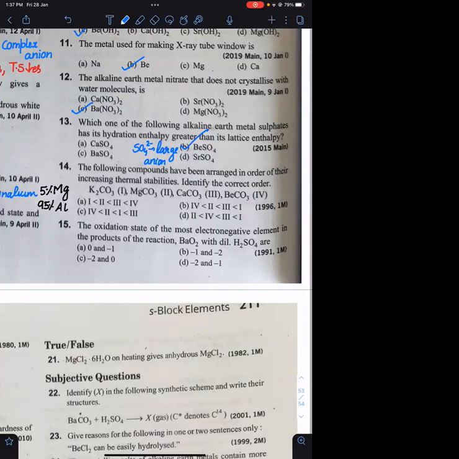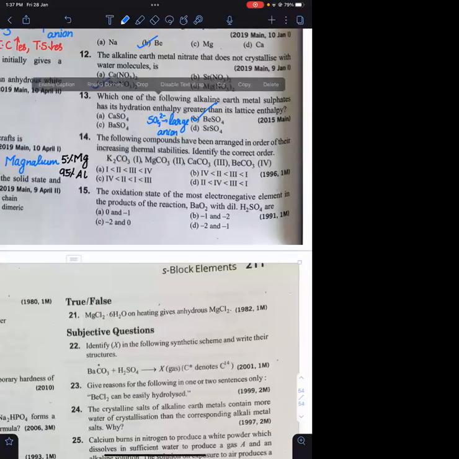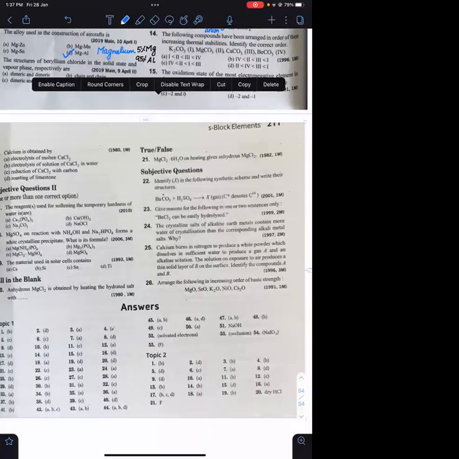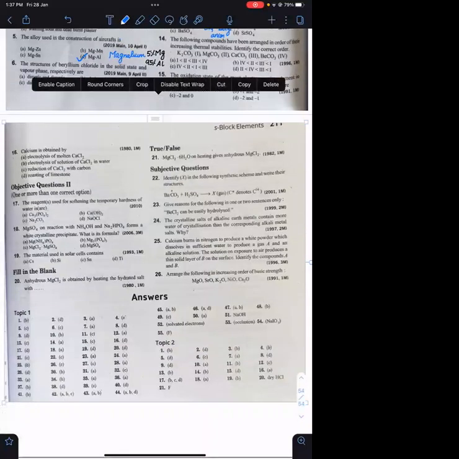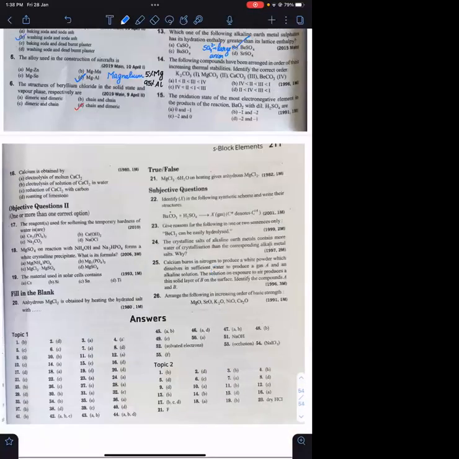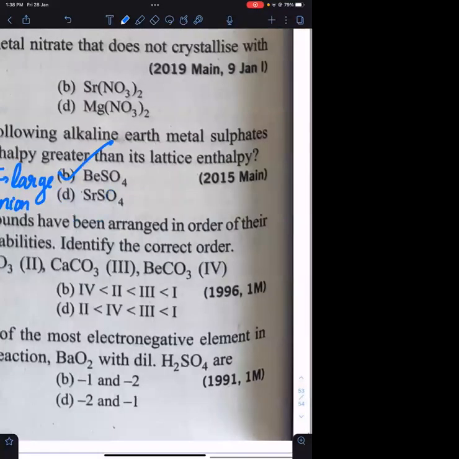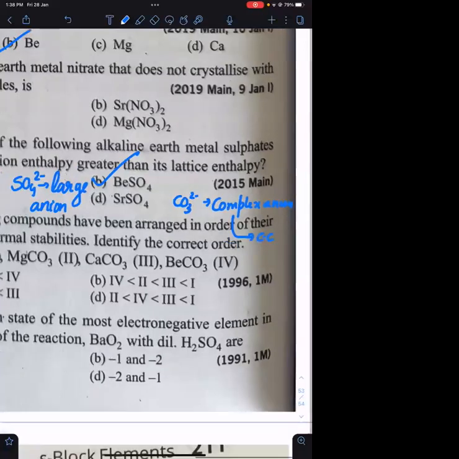Vardhan, are you in the lecture? Yes, sir. Okay. Again, what will carbonate be? It is a complex anion. In case of a complex anion, what should you see? Covalent character. CO3 2- is a complex anion. If it is a complex anion, you need to see for covalent character. More is the covalent character, less will be the thermal stability.